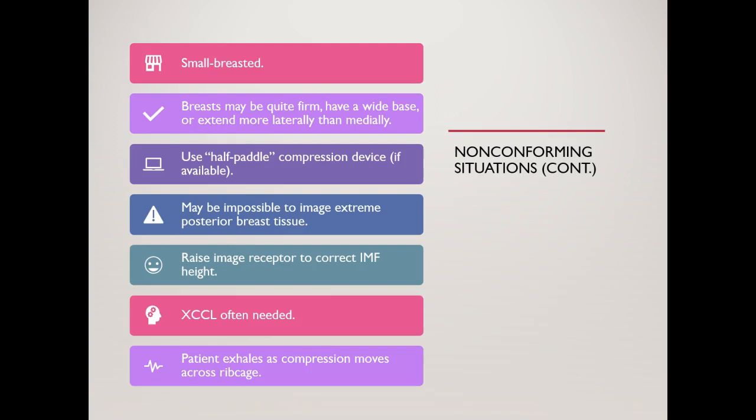You want to make sure that when the patient exhales, the compression doesn't move across the rib cage. So the patient needs to breathe very quietly, because them breathing in and out is enough that it could move tissue away from the compression.